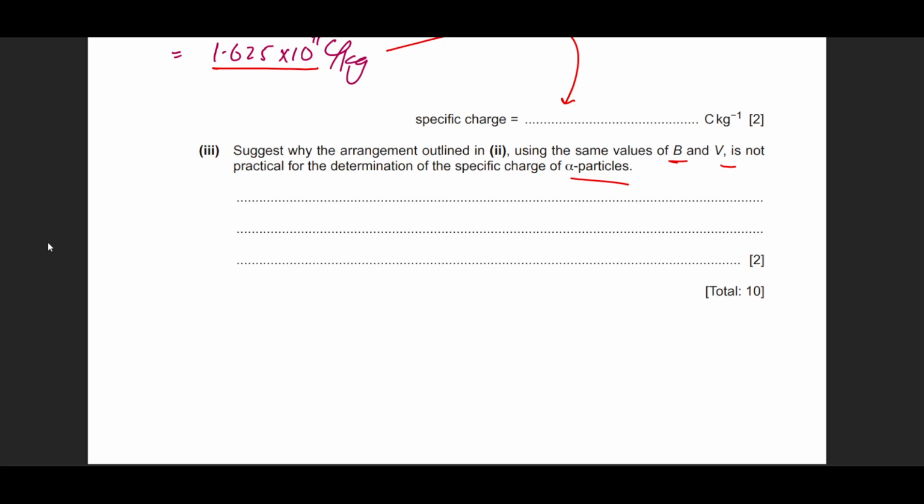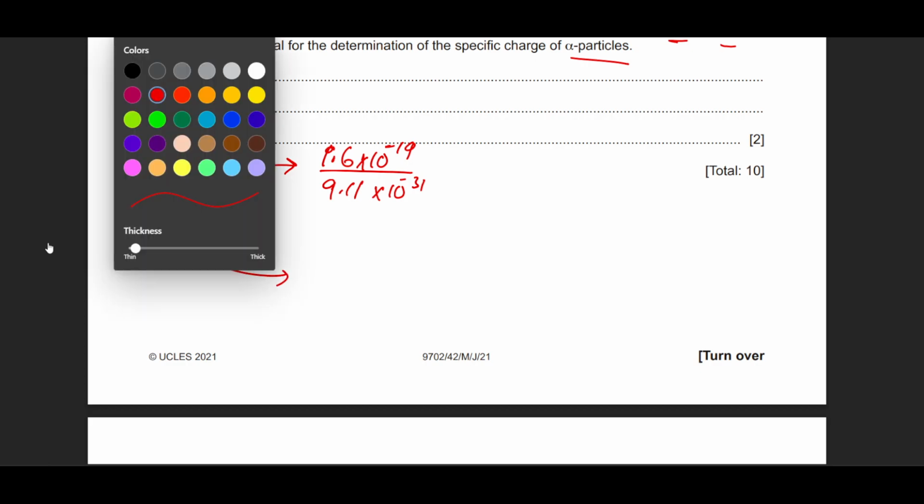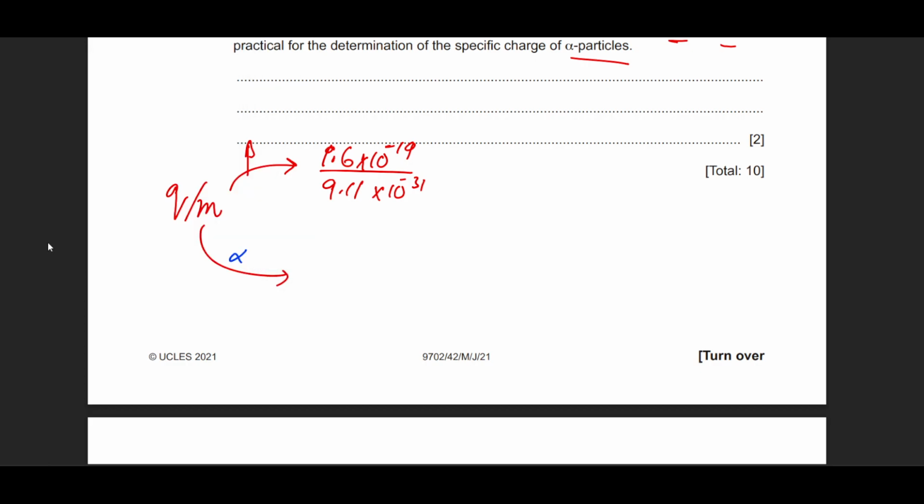What's the problem? You see, let's see q by m for an electron. So this is going to be 1.6 into 10 raised to the power minus 19 divided by the mass of an electron, which is 9.11 into 10 raised to the power minus 31. This is for the beta particle or the electron. Let's do this for alpha for comparison. Alpha's charge is actually 2 protons, so it's going to be 2 times 1.6 into 10 raised to the power minus 19 divided by the mass, which is 4 times the atomic mass unit, 1.66 into 10 raised to the power minus 27.